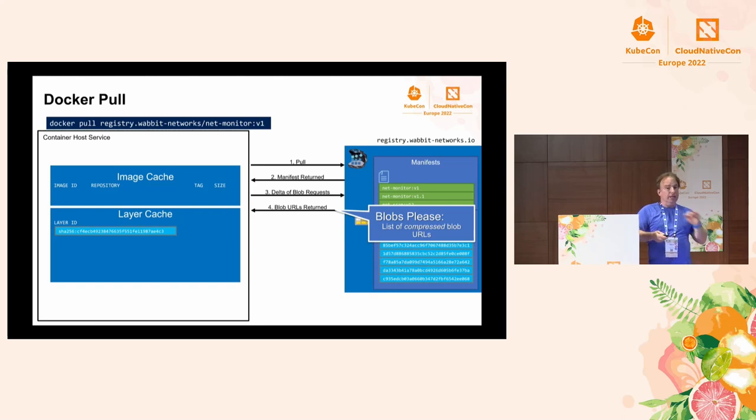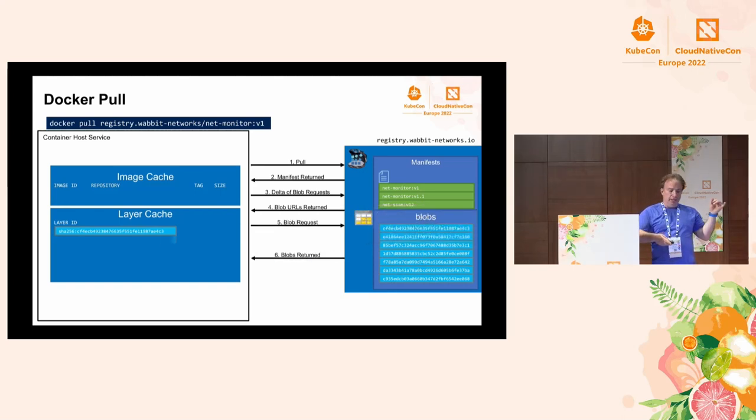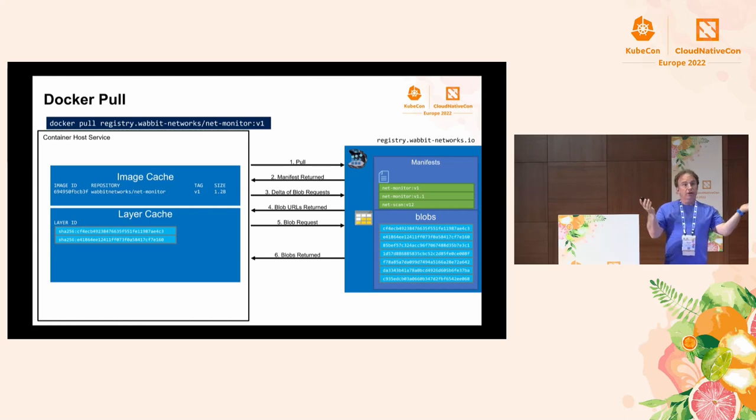So then it finally says, hey, here's the URL. And the client goes, okay, great. Let me go pull them. And I might pull them concurrently. And of course, this is the model we see. In the Docker model, we see the layers being expanded. And once all those layers are there, it goes, hey, I'm done. Here's the container image, and off it goes.